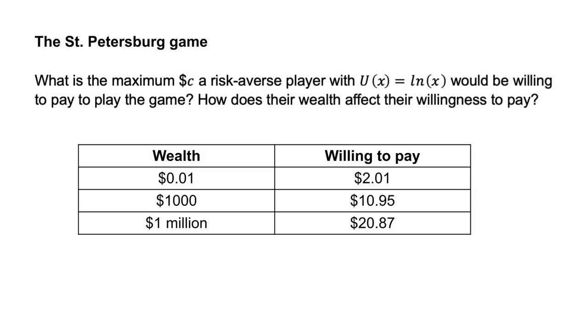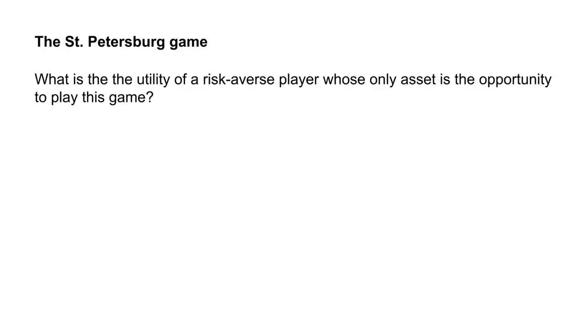Why does willingness to pay increase with wealth? With log utility, as wealth increases, the slope of the log function increasingly approximates a linear function, the second derivative approaches zero. Hence, the gambler displays less risk-averse, closer to risk-neutral, behavior. One way to gain an intuition for why this gamble now has a finite value is to calculate the utility of a risk-averse player whose only asset is the opportunity to play this game.